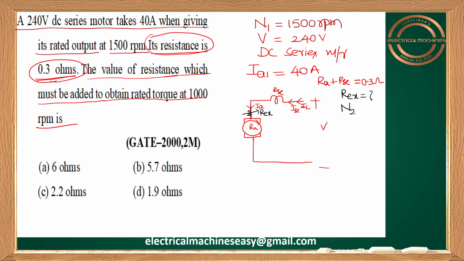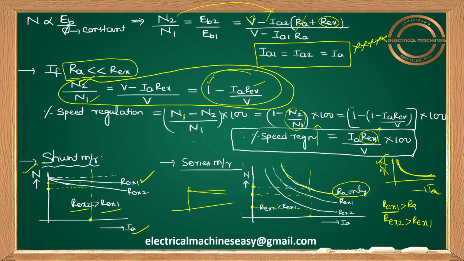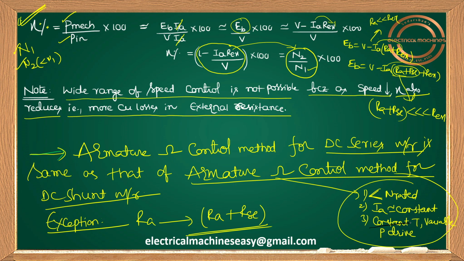So he's saying I need a second case speed. How much has he given? 1000 rpm. Indirectly it's an armature resistance control method, but for a series motor. Initially the speed was 1500 rpm, now 1000 rpm, which means you are getting below rated speeds. The question says the resistance must be added to obtain rated torque. Rated torque means it is acting as constant torque. I told you already it is a constant torque, variable power drive.